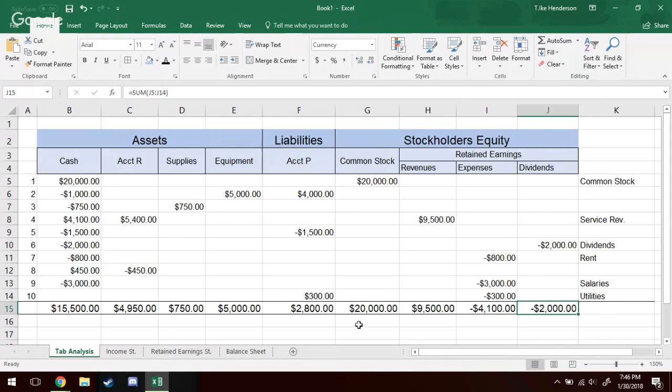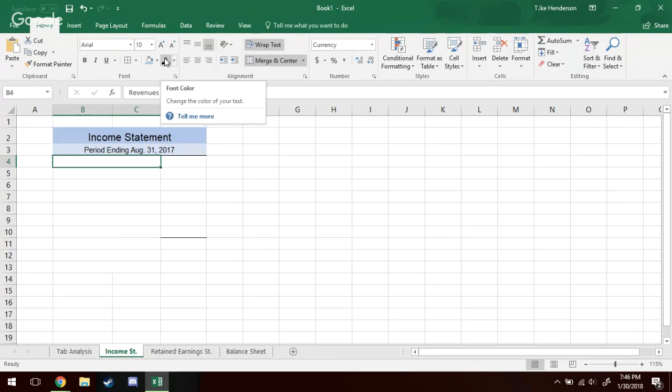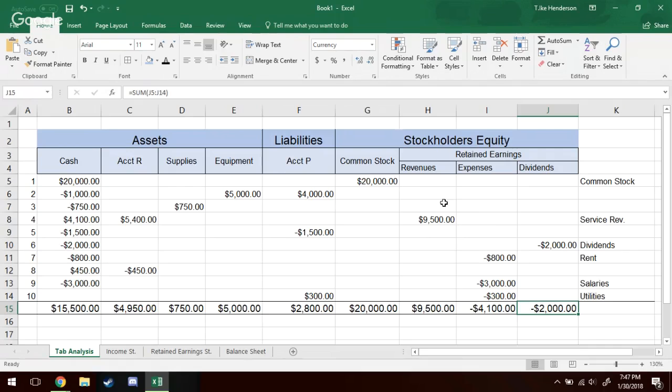We've now done all that we need to do for our tabular analysis. Let's move on to our income statement. The first thing we need to do with our income statement is date it. Income statements are always for the period ending the said date, which is August 31st, 2017. We start off by including our revenues first. We include our service revenues, which if we come back here to the tabular analysis, we can see is $9,500.